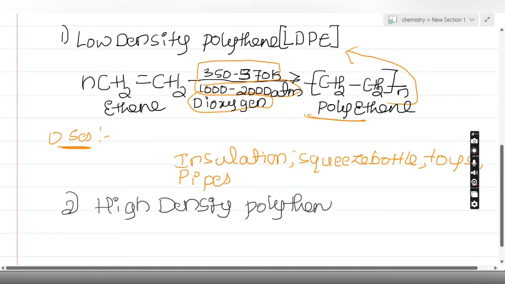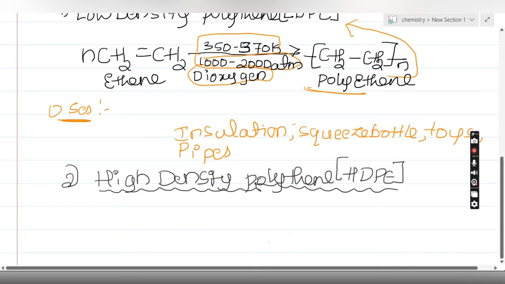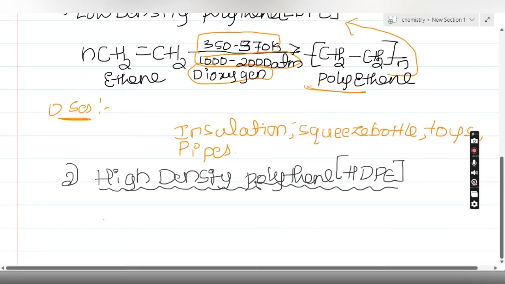What might be the short form for high density polyethylene, students? It might be called HDPE. What does HDPE stand for? High density polyethylene. How is this prepared? It is very easy. Again, the reaction remains the same.